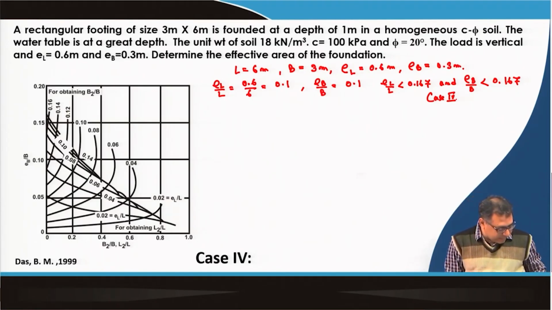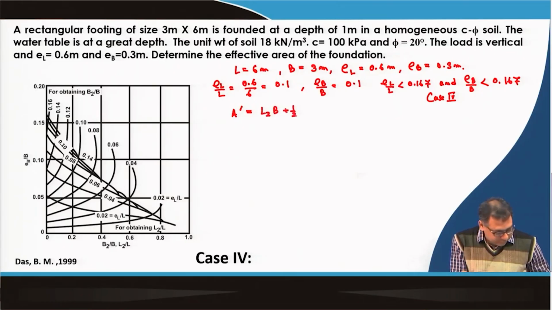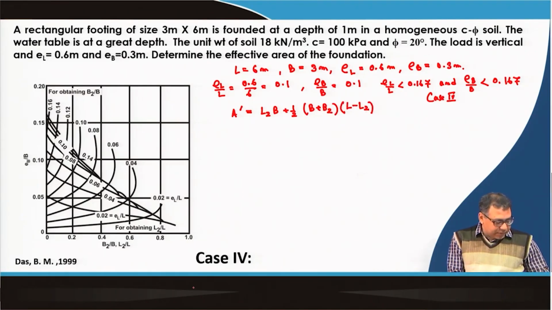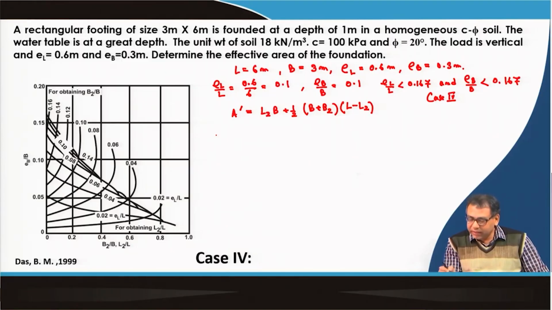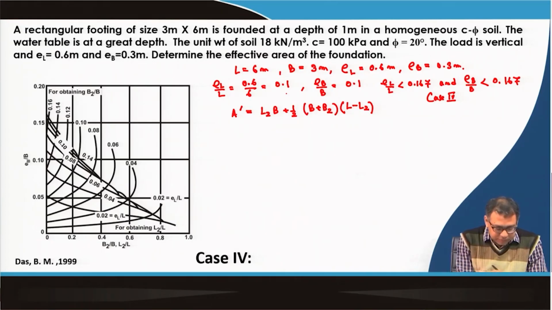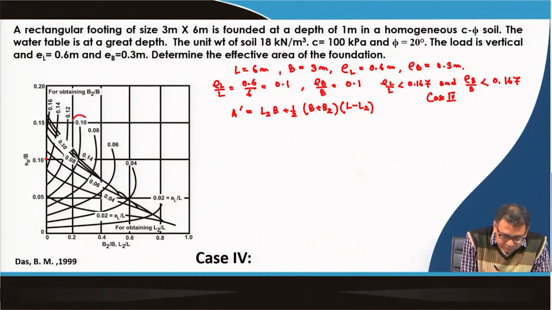So, and it is case 4. Now, in case 4, the effective area is given by A dash equals L2 by 2 into B plus half of B plus B2 into L minus L2. Okay. Now, for B2 by B, here EB by B is 0.1, and EL by L is also 0.1. So, that means this is 0.1.